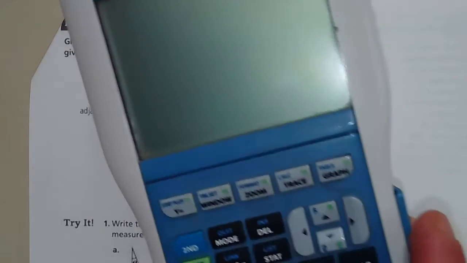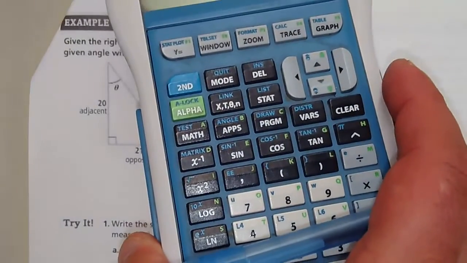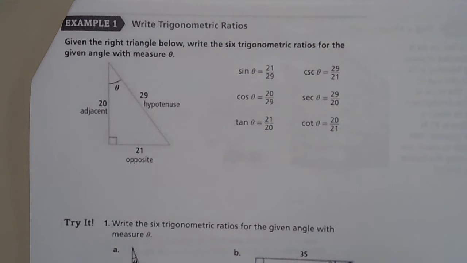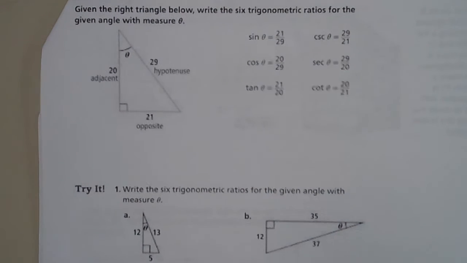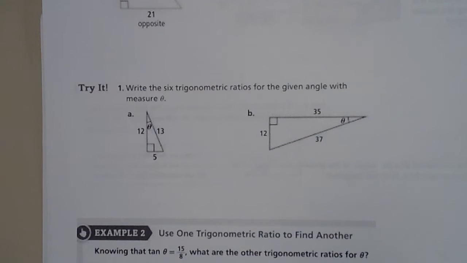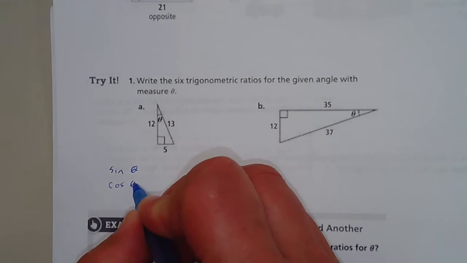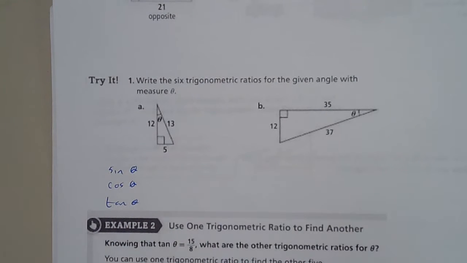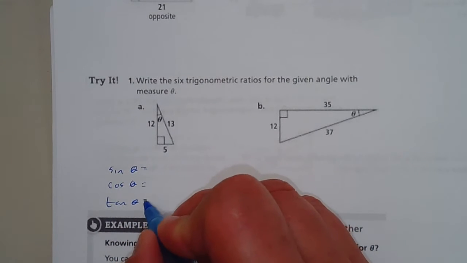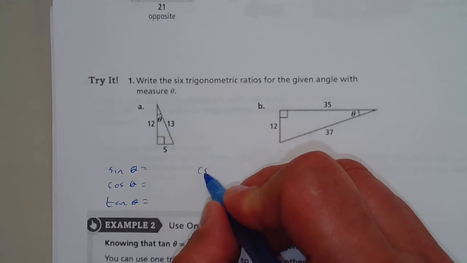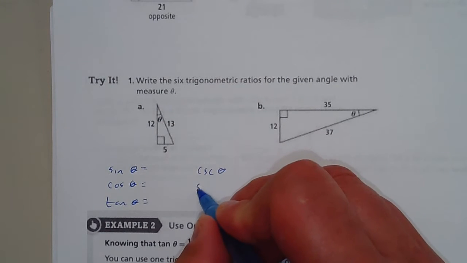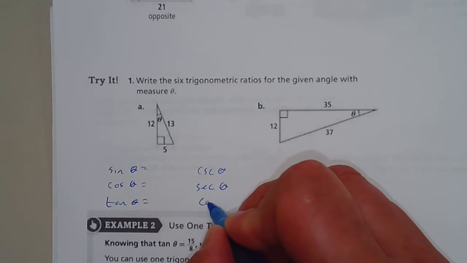Those are not on the base plate of your calculator. There is a spot to find them. We'll get to that at another time. All right, so this problem is pretty easy. It just says come up with the 6 ratios in these cases as well. So in this case, they want you to find sine theta, cosine theta, tangent theta, as well as all their reciprocals. So cosecant theta, secant theta, and cotangent theta.